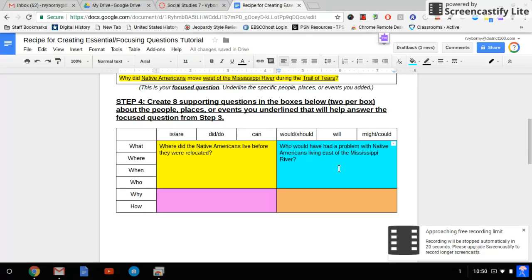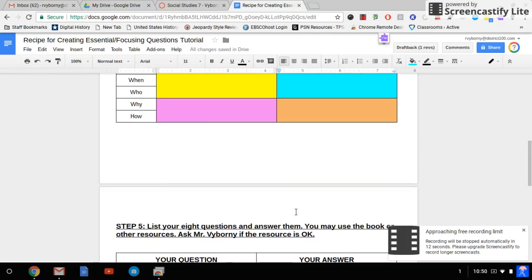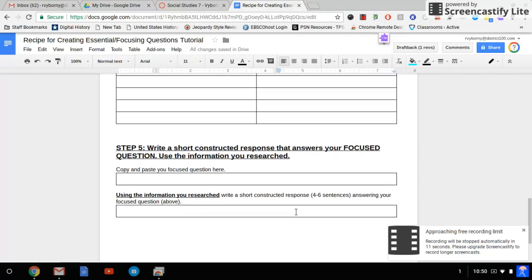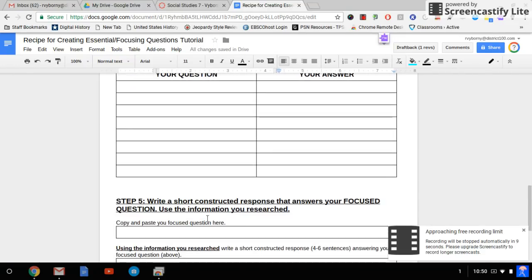So that's what we did in class. I would like for people to have that part done as soon as possible before we move on to steps 5 and 6. So have a good day. Appreciate it.